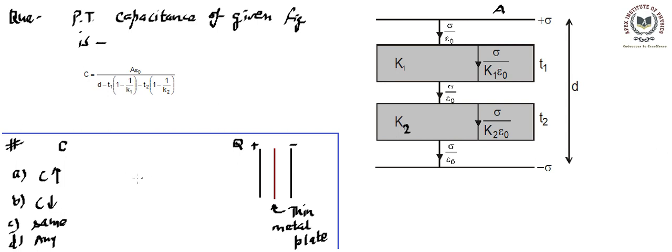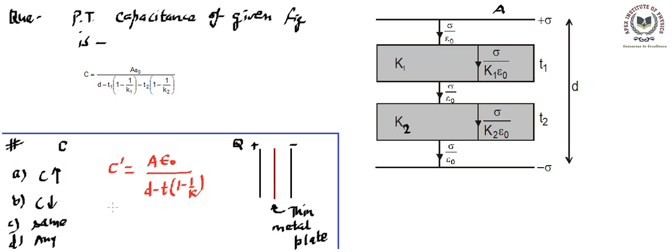So can you answer what should be the correct option? Yes, you can answer. How? You can answer using the formula that you have learned. Whenever some material is partially filled inside, the new capacitance, let's call it C dash, is given by A epsilon naught divided by D minus T in bracket 1 minus 1 by K. So we will be using this expression.